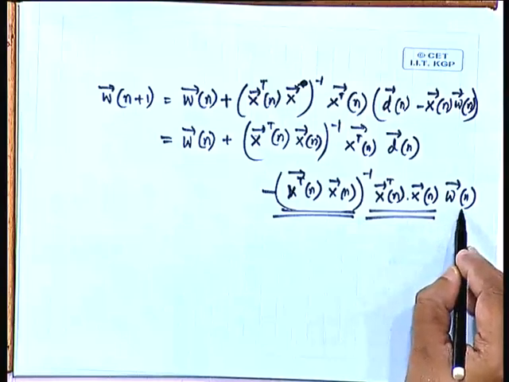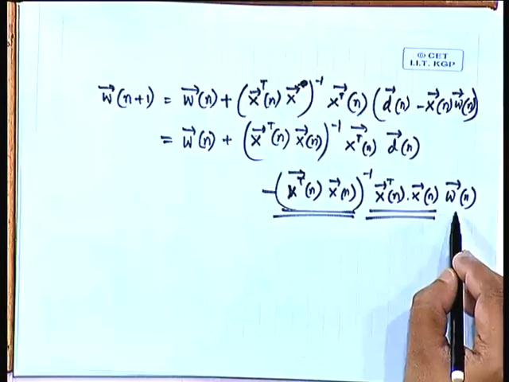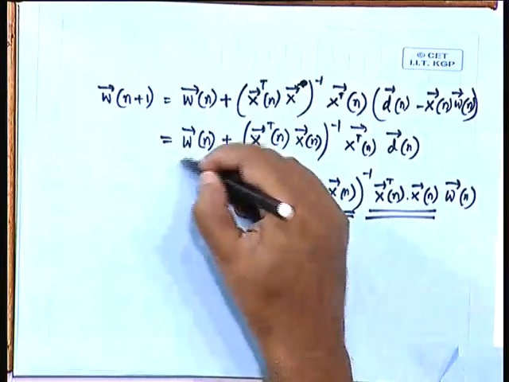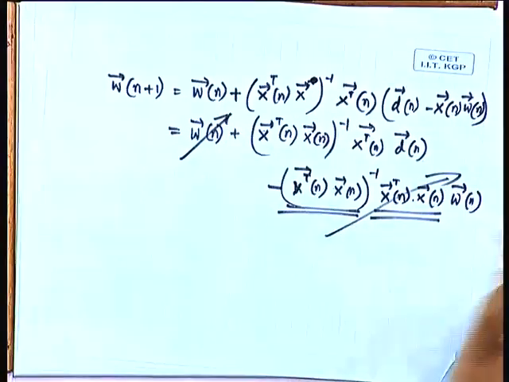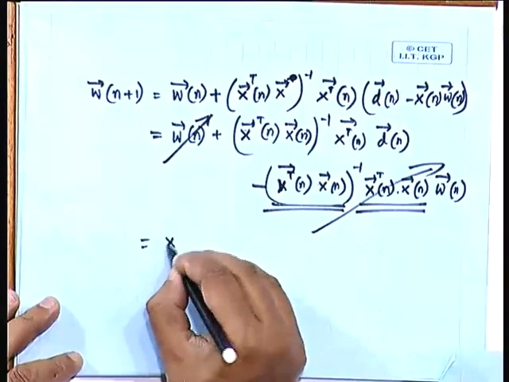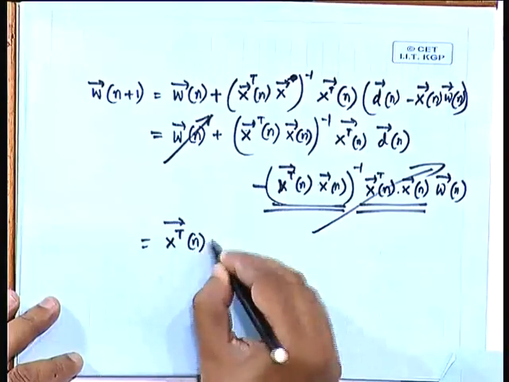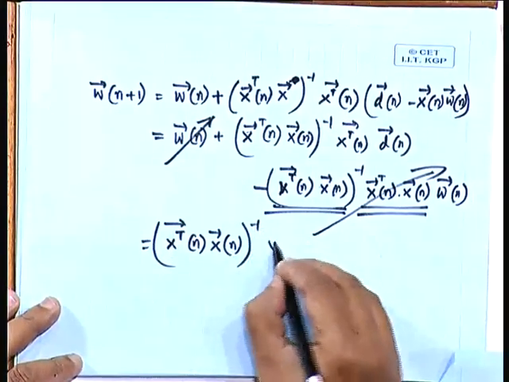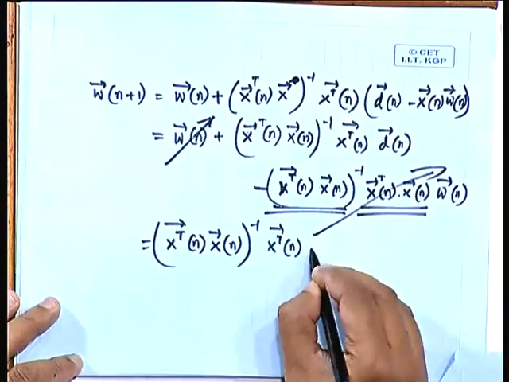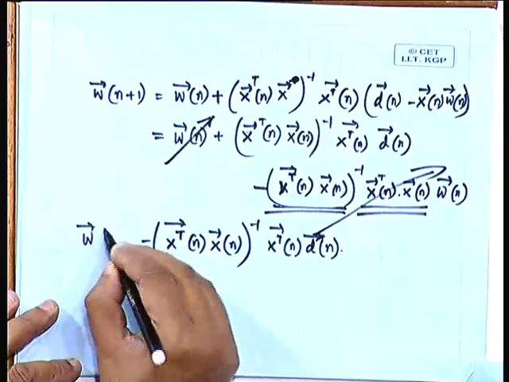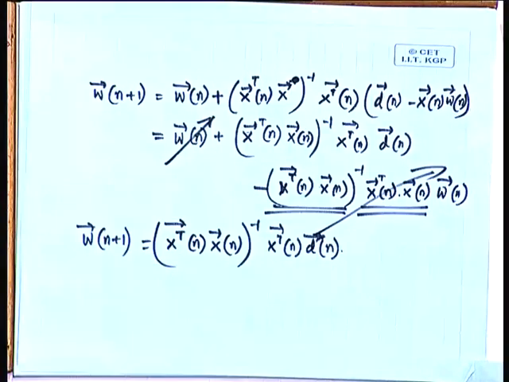Identity, and then this multiplied by W n means this term becomes equal to W n. So, what is happening? This is plus W n and this is minus of W n. So, that is why this term and this term are getting cancelled with each other. Then we are getting the net expression as X transpose n X n inverse X transpose n d n, as the new expression for W n plus 1.